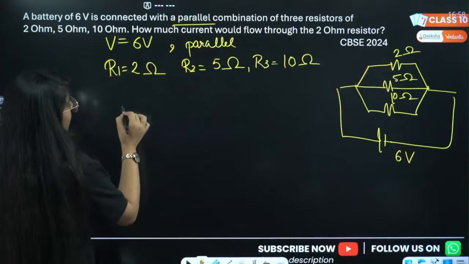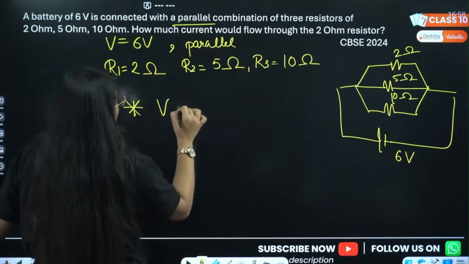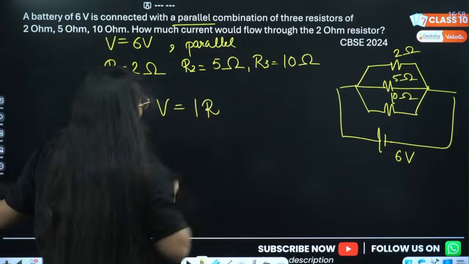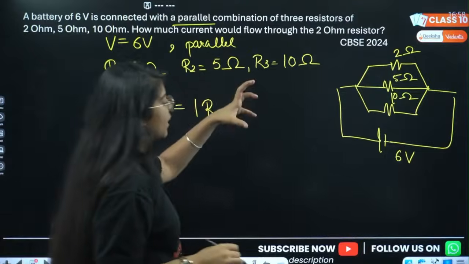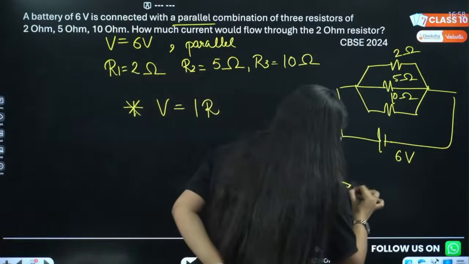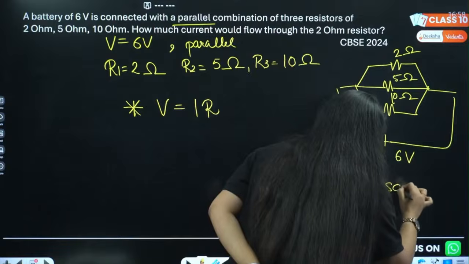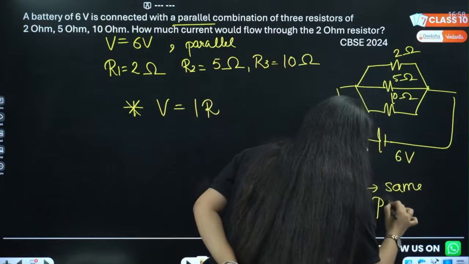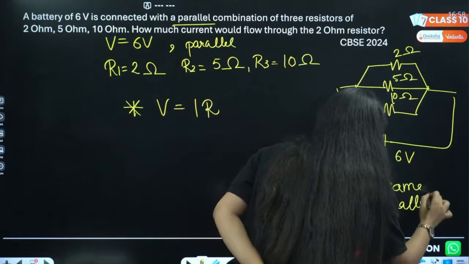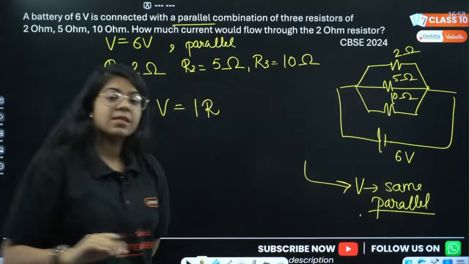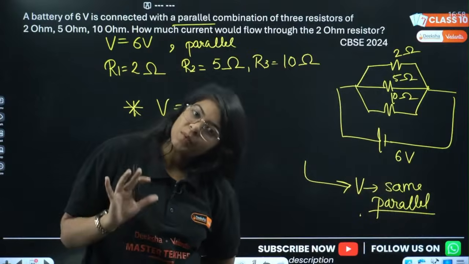That is it. So we'll simply use V equals IR. Now V is the same. This is the main point. V is the same in a parallel combination.